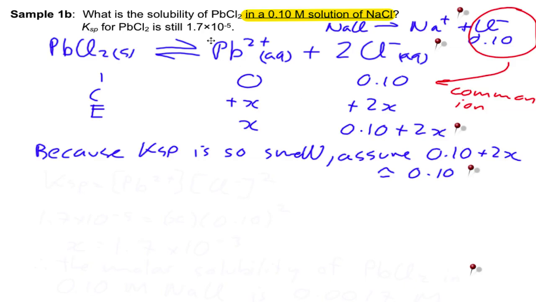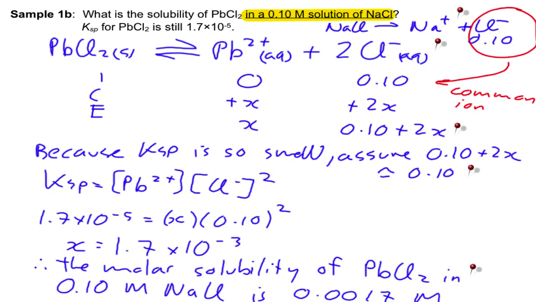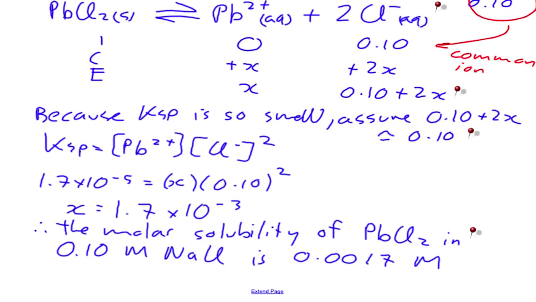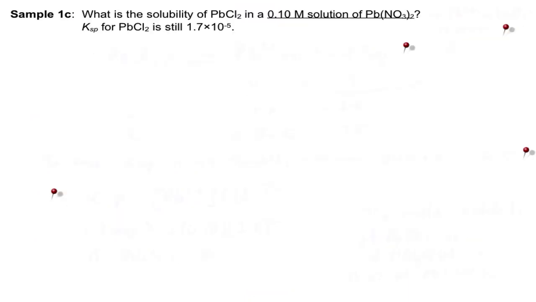We can make the assumption, which simplifies this problem. It's a pretty low KSP and it's a fairly high concentration. And so at equilibrium, the molar solubility is 0.0017 moles per liter. That is less than it was for PbCl2 without the common ion, and that should make sense. It is predictable.